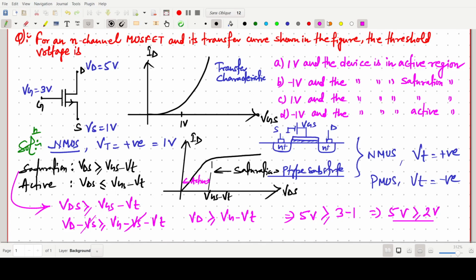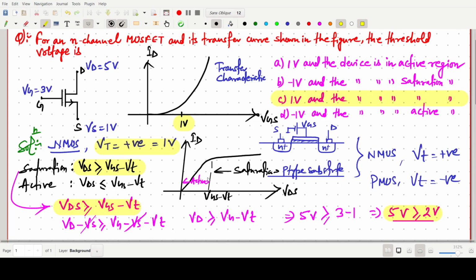So it is clearly coming from this condition that the device is in the saturation region. If we reverse it, it will not follow this condition. So simply, this will be in the saturation region. The threshold voltage will be simply 1 volt, and the device is in the saturation region. So the correct option will be option number C.